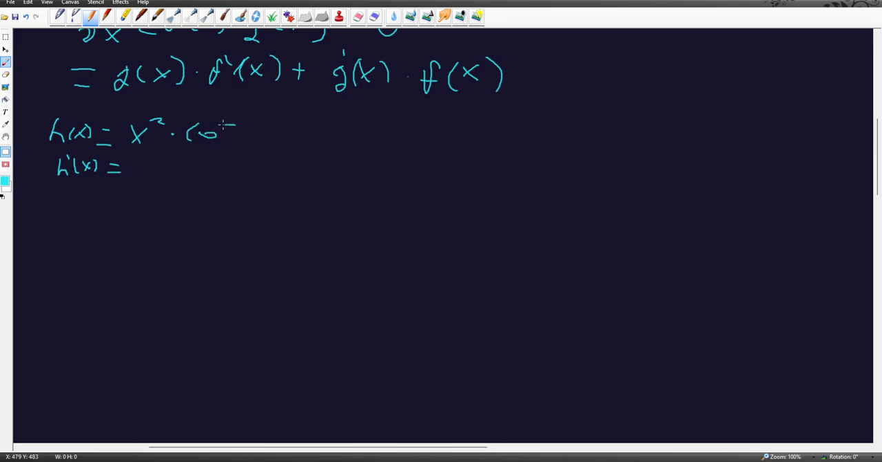times cos x. So we're gonna set it up. I'll show you my way. You can do it another way. Cos goes here. Cos is the one that's not gonna get derived, but the first function is gonna get derived. So the derivative of x squared is 2 times x, plus we're gonna do the same thing, we're just gonna move everything. So x squared doesn't get derived, but cos does. And the derivative of cos is negative sine.